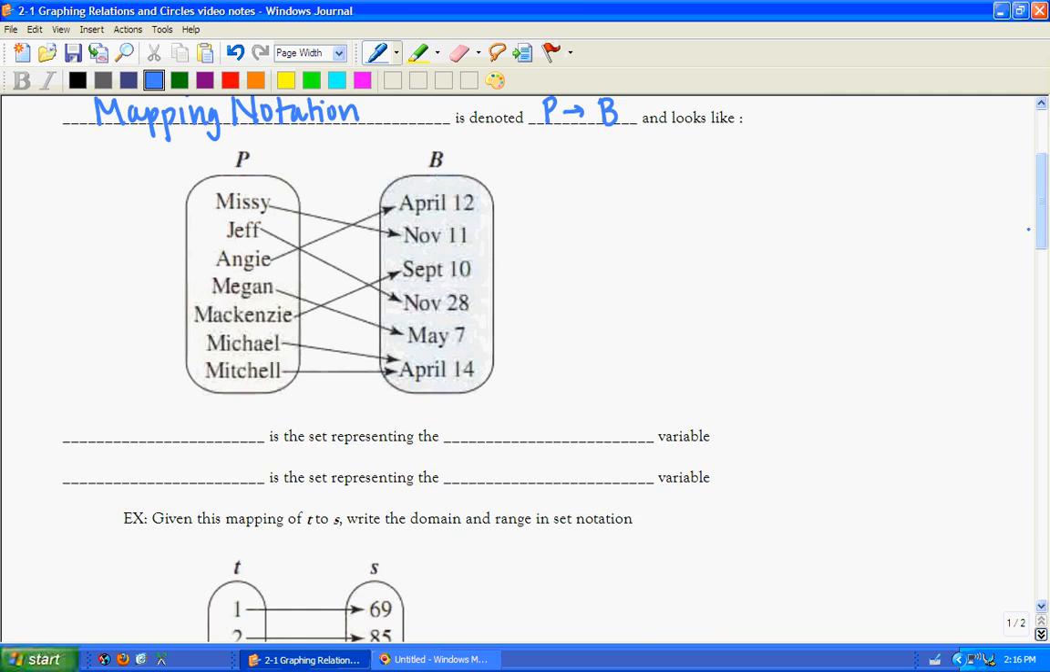And we can take this a little bit further and say that the domain is the set representing the independent variable. And so the range then is the set that represents the dependent variable.